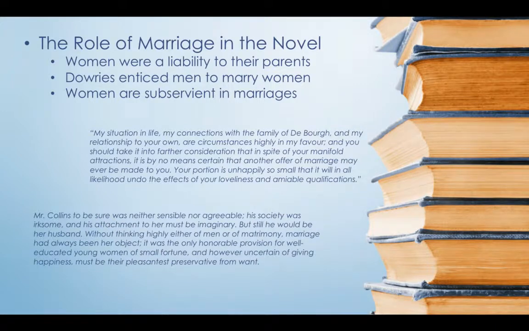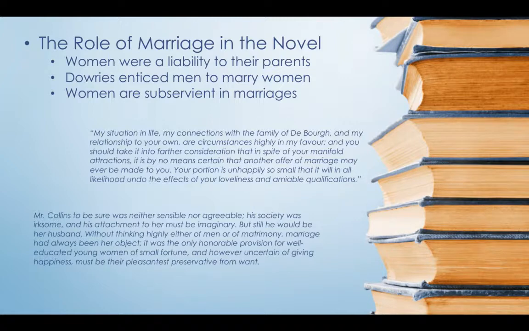Next, we have the role of marriage in the novel. So marriage during this time period worked a little bit differently than it does today. First of all, women were seen as kind of a liability to their parents, so women couldn't really bring a fortune to a family. It was more that the money went away with the daughters when they got married. So an unmarried daughter is just going to cost you money forever until you can kind of offload her onto another man, but she's never going to bring money into your household.